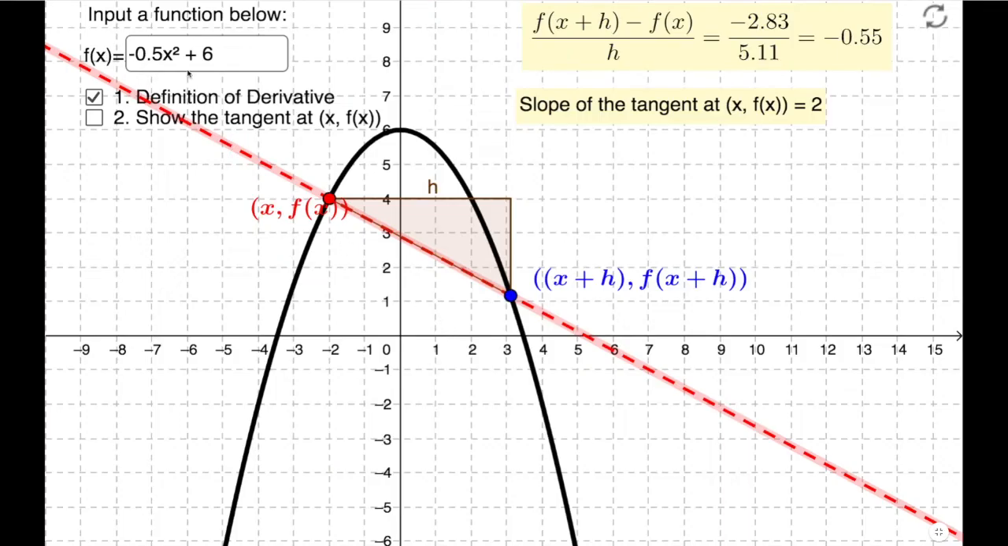Here we have a slightly different function. We've got negative 0.5x squared plus 6. We've got this parabola that's opening downwards, and similar to our visual from before, we have 2 points highlighted. One at some x value, where the output of the function is the y value, and then h units over, we have a second point which is at x plus h, and then the output is going to be f of x plus h.